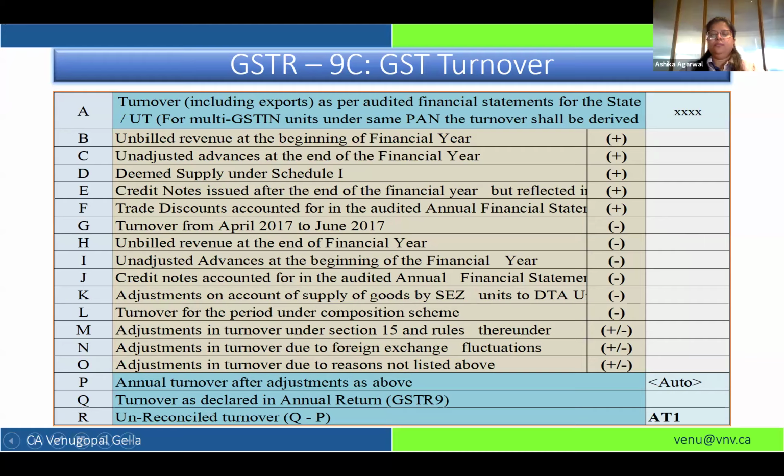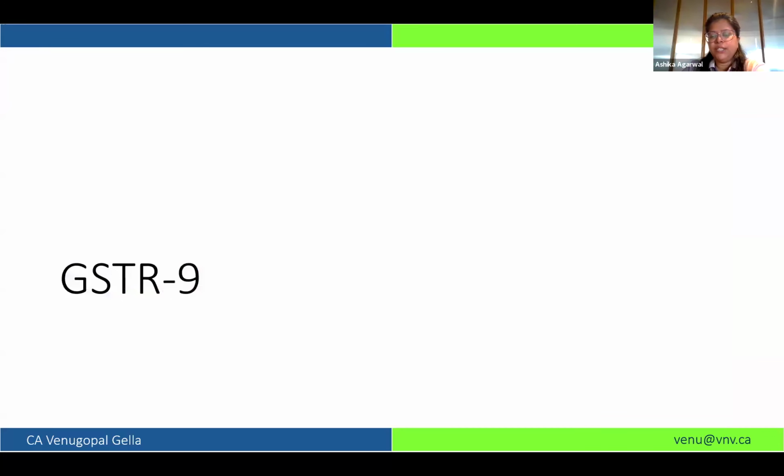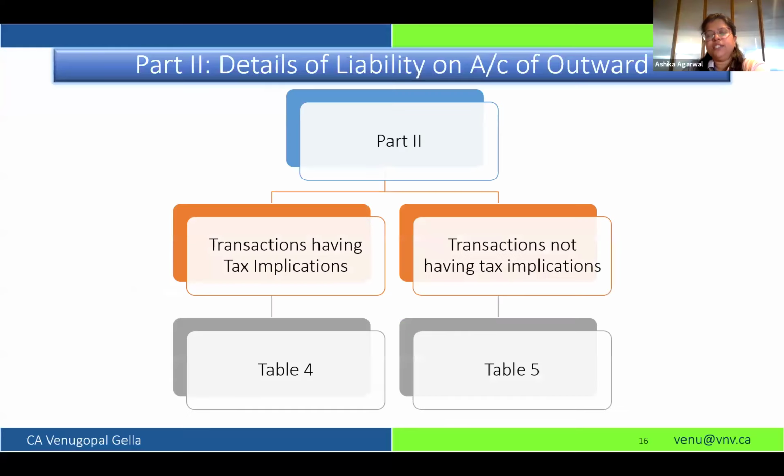So now, if you will see, 9C starts from books turnover, we came out to GST turnover. The moment we come to GST turnover, GSTR 9 work starts. You have to understand GST turnover. The moment you derive GST turnover, then only you can fill your GSTR 9. Otherwise, it will be hard to derive because books will not match with what is called GST turnover.